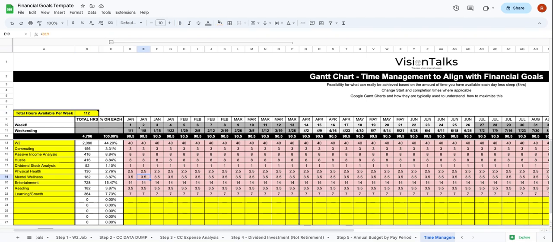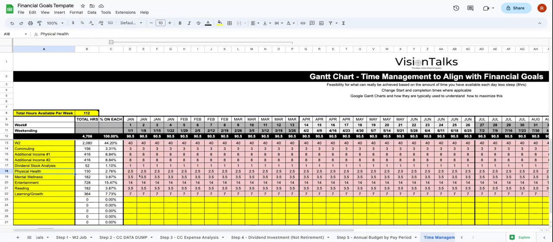So that's your target. What you have is your W-2 job, right? 40 hours, commuting to the W-2, 3 hours, your passive income. So this is additional income number one, which was what's on the goals tab. Let's go here: your dividend stock analysis. You want to make sure you're taking time to look at that. We're saying 1 hour here.